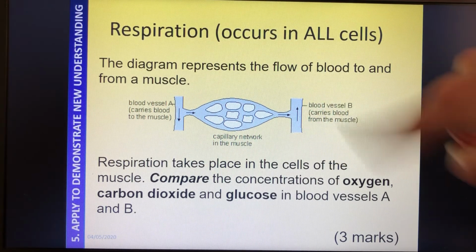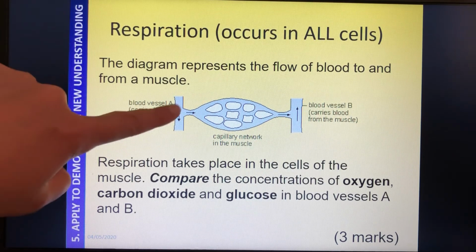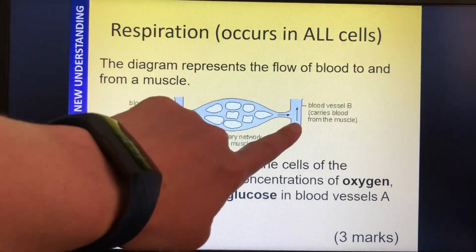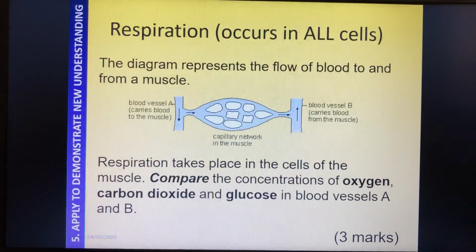So blood vessel B, which is now a vein going back to the heart, lower pressure because the pressure dropped at the capillaries here, is going to be very high in carbon dioxide and low in oxygen and glucose. Okay, so A has high oxygen and glucose and low carbon dioxide, and B is the opposite. If you need any extra time, pause now.